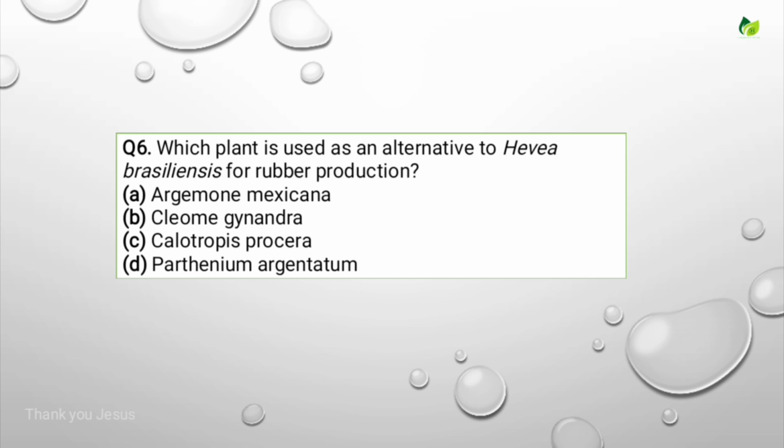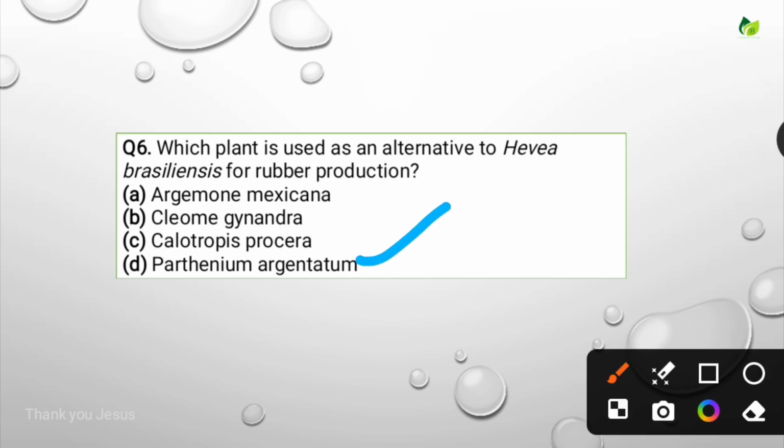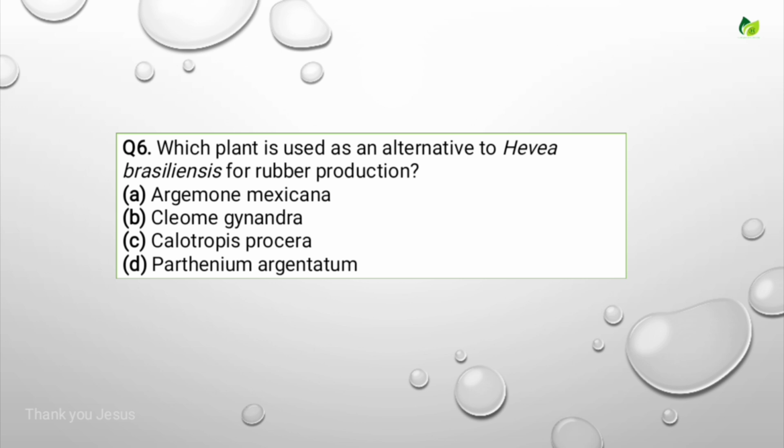Which plant is used as an alternative to Hevea brasiliensis for rubber production? Options are Argibon mexicana, Cleome gynandra, Calotropis procera, Parthenium argentatum. The correct answer is Parthenium argentatum, commonly called guayule, which is used as a rubber substitute. Let's see the next question.